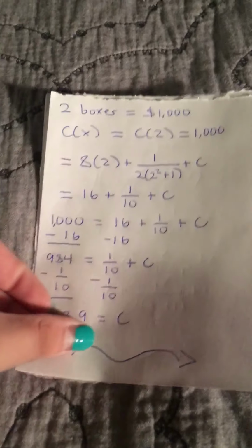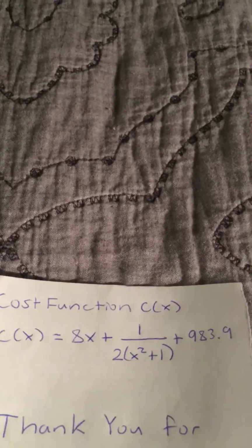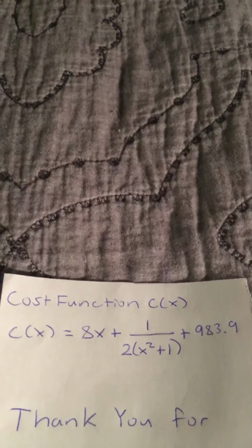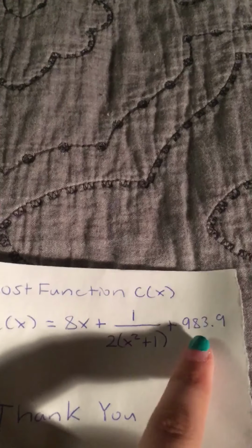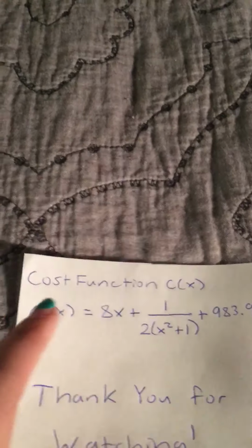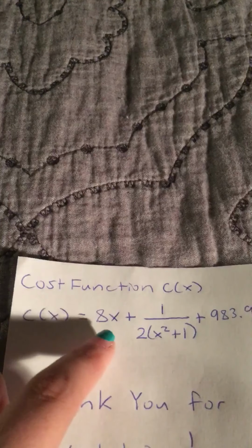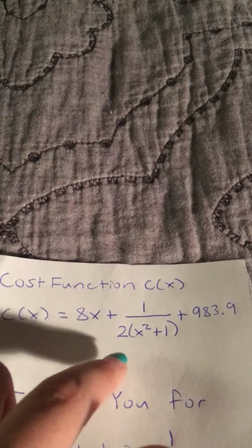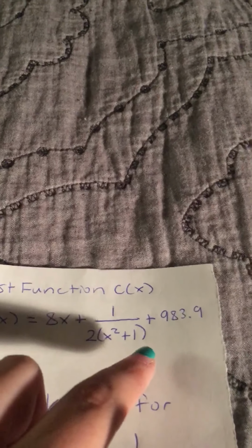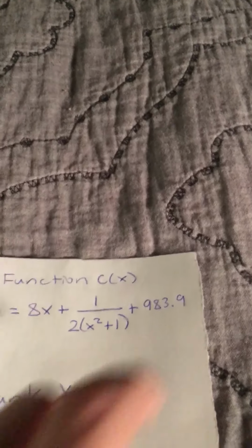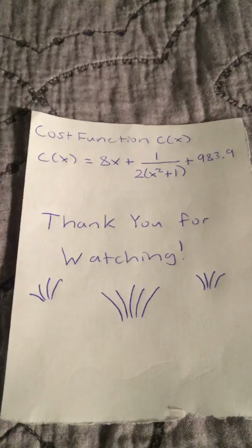We're almost there. So we're going to go into step 3. We have our cost function because we can plug in 983.9 into c. So we have our cost function as 8x plus 1 over 2 times (x squared plus 1) plus 983.9.